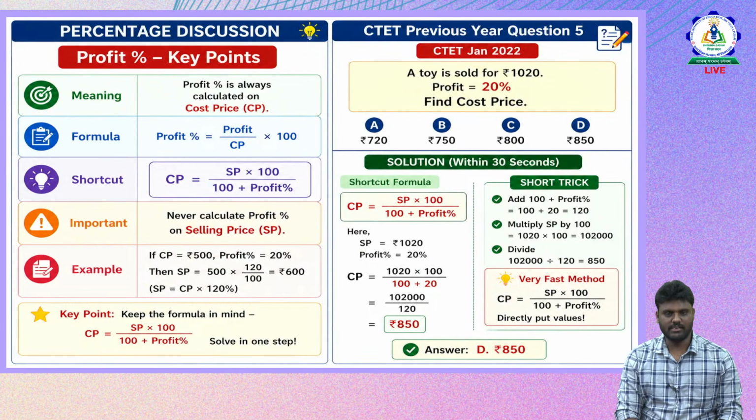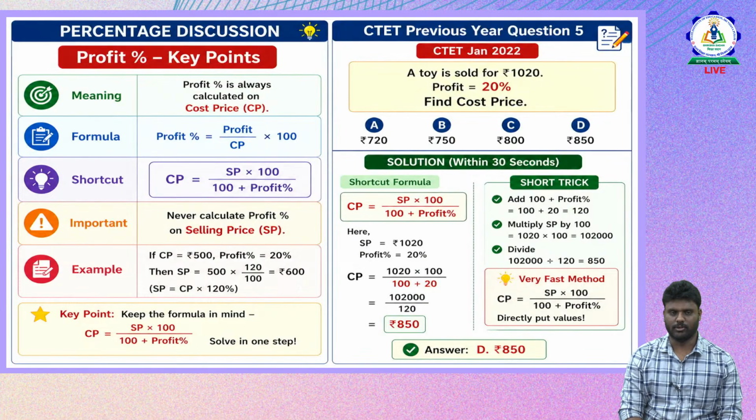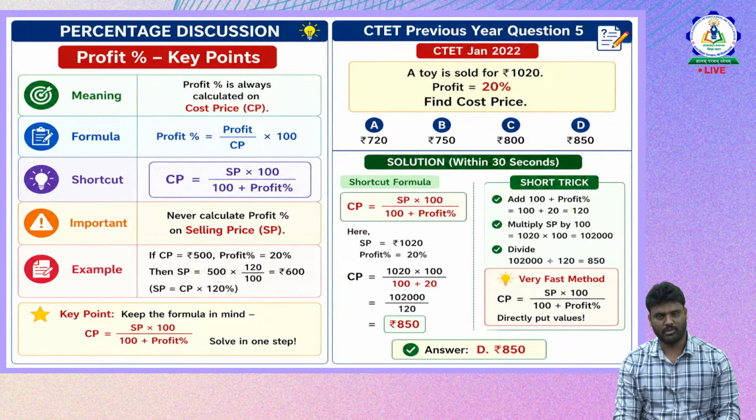Next one. The next question is: a toy is sold for 1,200 rupees and the profit is 20%. Find the cost price. Here the concept is again based on percentage, but we have to apply the concept of profit.